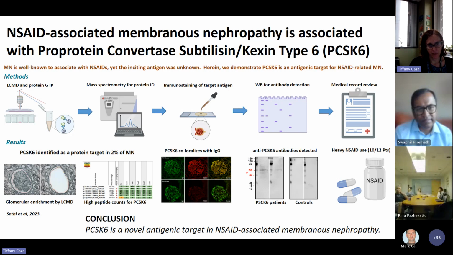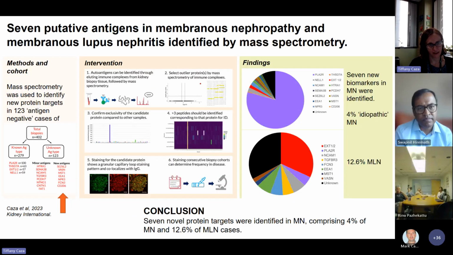For NSAID-associated membranous nephropathy, this will be one antigen, but NSAIDs are so frequently used, and not all patients on NSAIDs are going to have PCSK6 membranous. But this is an antigen that, if identified, could indicate that NSAIDs are a potential etiology.